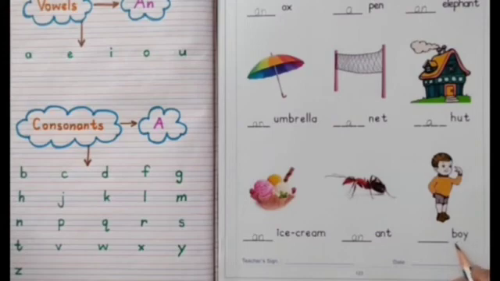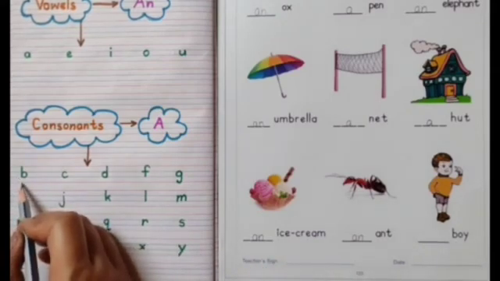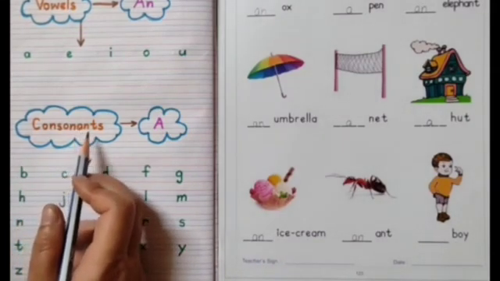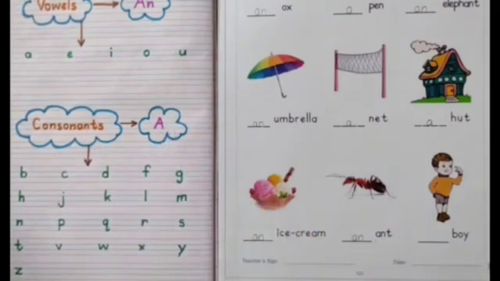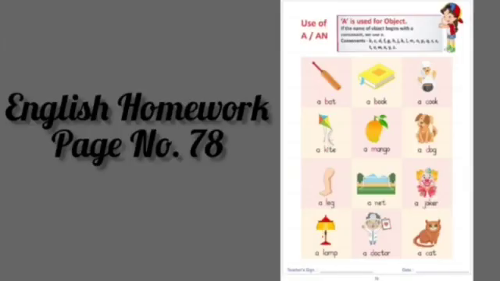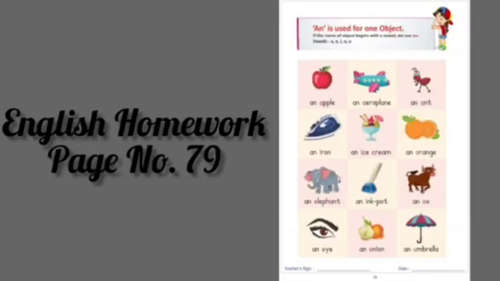Next picture is of a boy. Boy starts with alphabet B. B is a consonant. Let's find where is B. Yes, B is a consonant. And who's a good friend of consonant? Yes, A. So we will write here A. A boy.